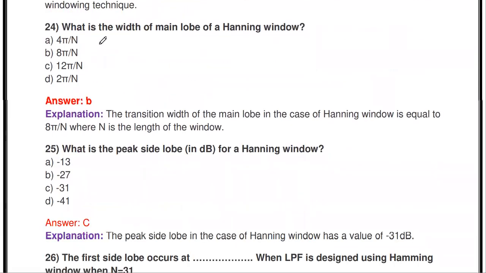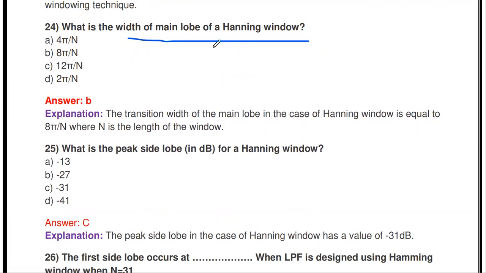The next thing: what is the width of the main lobe of the Hanning window? We already discussed this question for rectangular. For rectangular, the width is 4 pi by N, but for the Hanning window, the width is 8 pi by N. So this 8 pi by N is nothing but twice the width of the rectangular window. For the Hamming window also the same formula, 8 pi by N. For Hanning and Hamming, the main lobe width is the same, 8 pi by N.